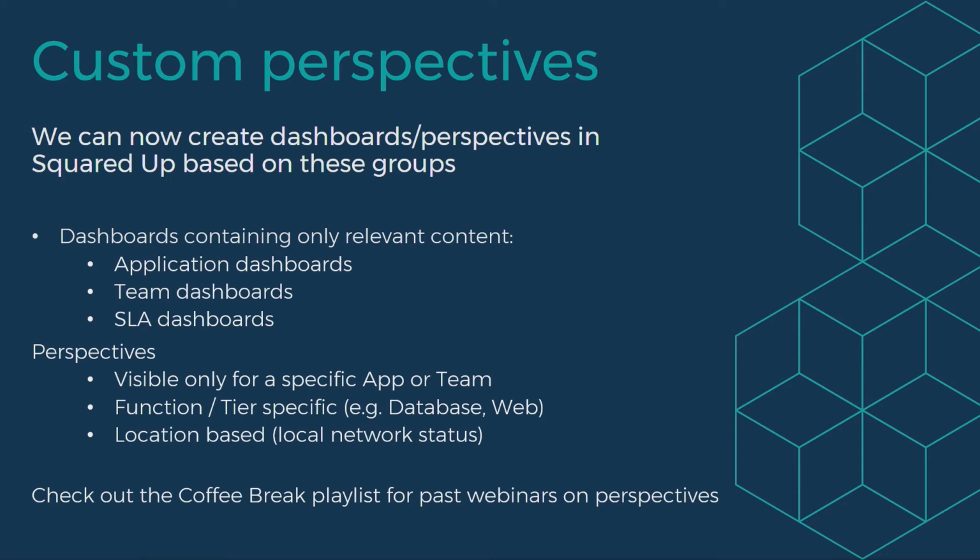Yeah. So now we can say, well, okay, show this perspective only for a specific app or only for a specific team, or maybe show a different version of a perspective. So if one team says, look, we like our SQL metrics shown this way, and a different group wants it done another way, what you can do as an admin of Squared Up is create two perspectives, one that matches Team A's servers, one that matches Team B's servers via that group.